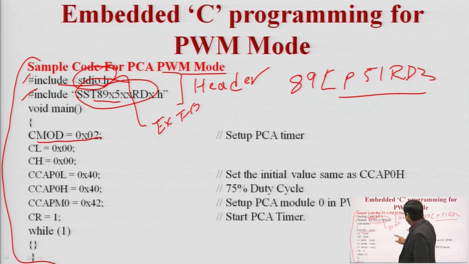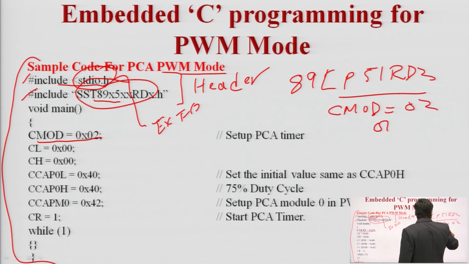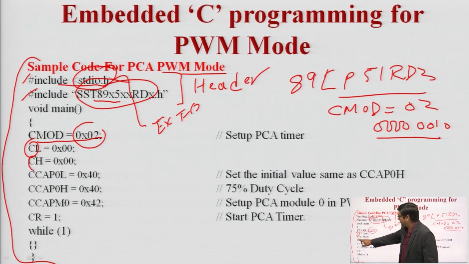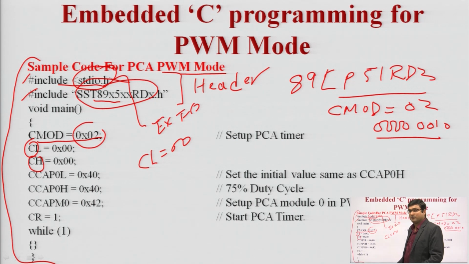CMOD has the value 0x02. In our previous lecture, we have seen what CMOD is and how it can be calculated. In the PWM mode, it has a value of 0x02. CL and CH represent the start of the PCA timer, and CL should be equal to 0x00 because we are going to start the PCA timer in the PWM mode. So the initial value is 0x00. Similarly, CH has an initial value of 0x00.